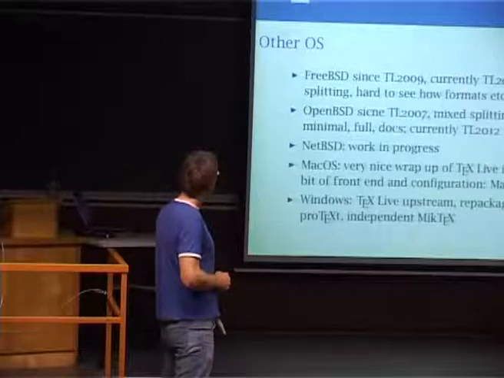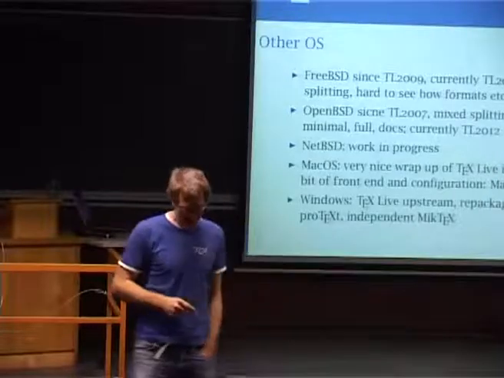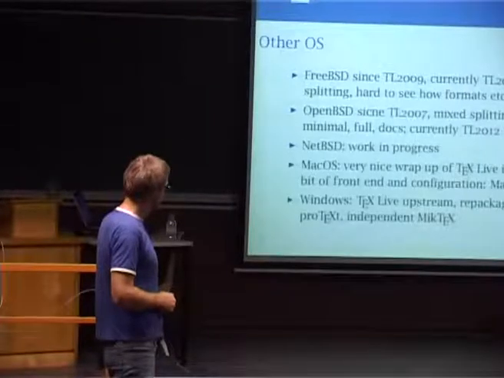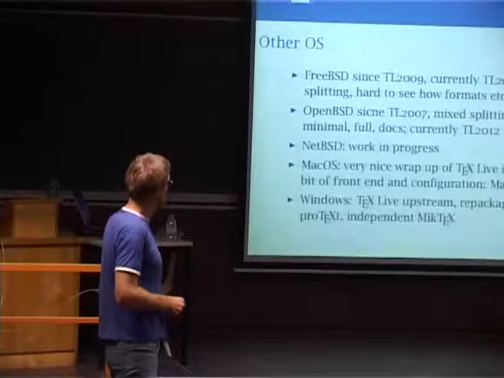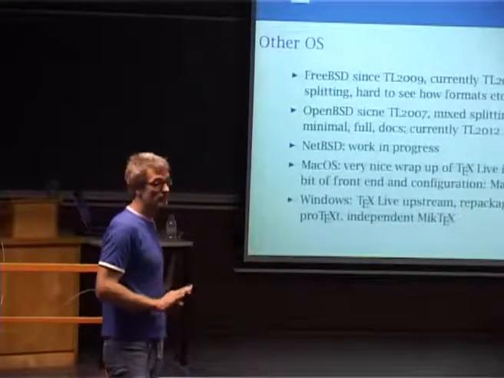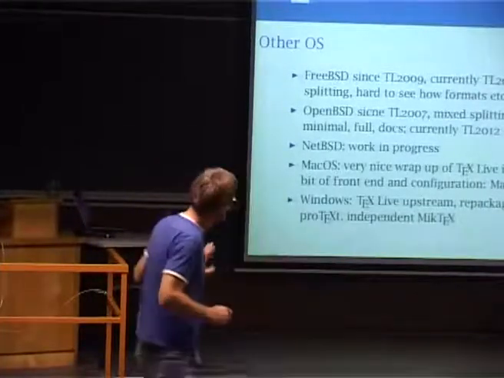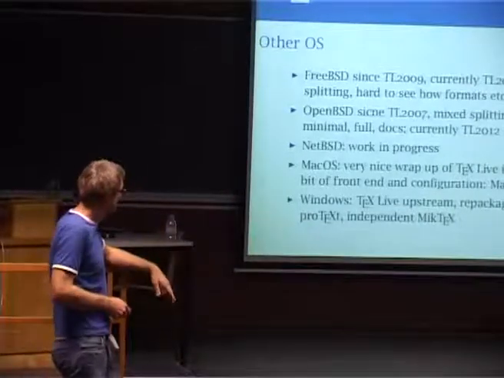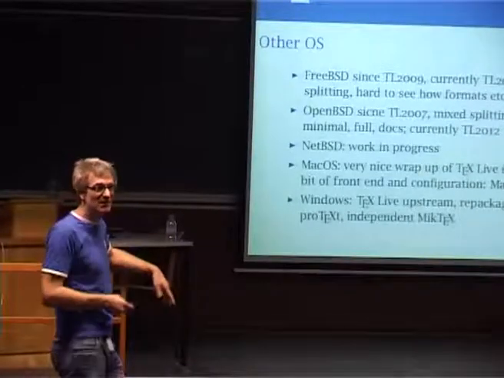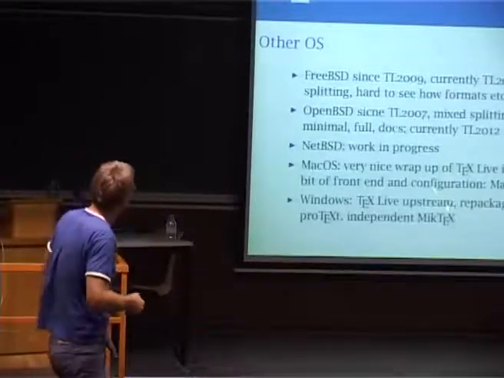Other operating systems. FreeBSD has one package splitting also; I couldn't really make out from a cursory look how they handle this. OpenBSD has been doing it for a very long time, since 2007, that was one of the first. That has an interesting splitting in base, minimal, full, and docs. How this is handled with overlapping files, I don't know, but it's been since 2007 up to 2012. NetBSD: recently someone came up on the TeX Live distribution list and said, come on, I want to package for NetBSD. I said, please look at the other BSDs, even if you hate them.